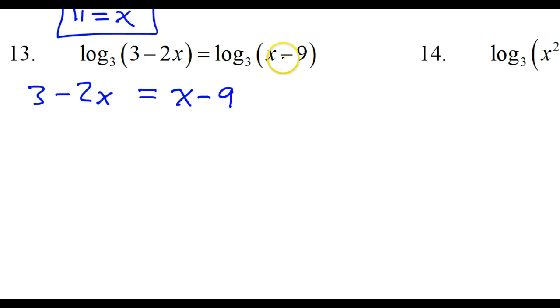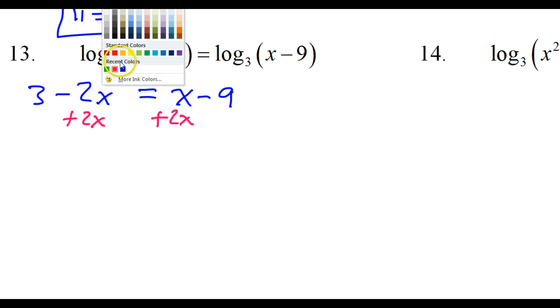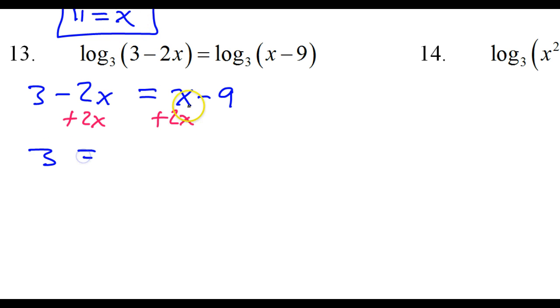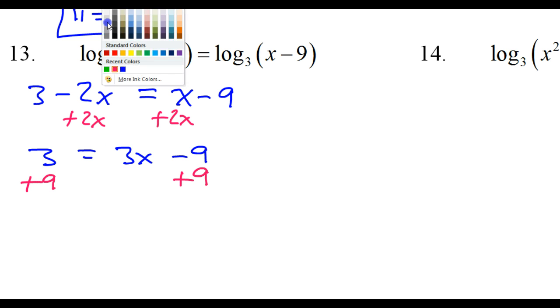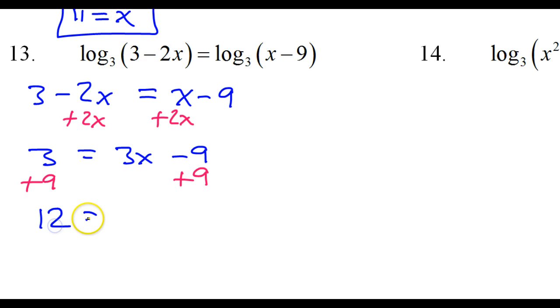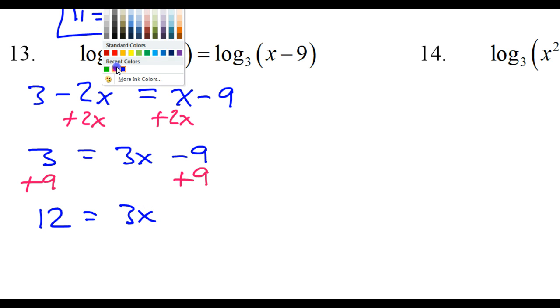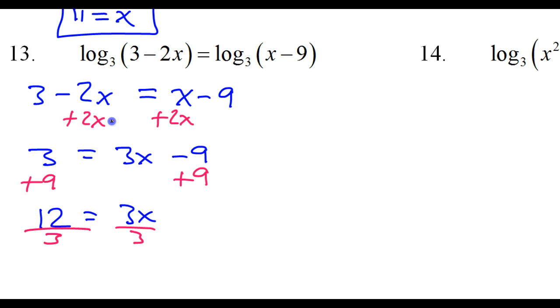So anyway, when I see x's on both sides of the equation, first thing I do is get those together. So I will do that by adding 2x to both sides. Alright, so that's going to give me 3 equals 3x minus 9. So next I would add 9 to both sides. So that's going to give me 12 is equal to 3x. And then I will divide both sides by 3. So x is equal to 4.